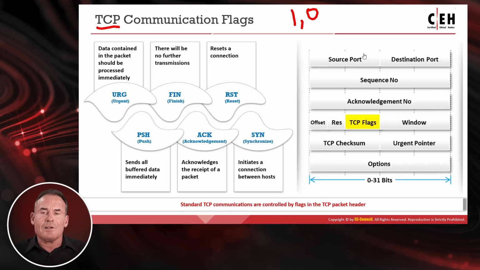Now, we're going to look a little bit more at header information when we get into our sniffing discussion. But for now, suffice it to say, the first 16 bits of a TCP header are source port. The second 16 are destination port. The next 32 bits are sequence number. The next 32 bits are acknowledgement numbers.